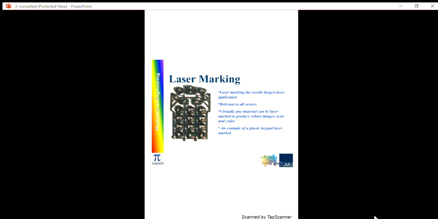The laser marking, the world's largest laser application, relevant to all sectors. Virtually any material can be laser marked to produce robust images, text and codes. An example of a plastic keypad laser marked.